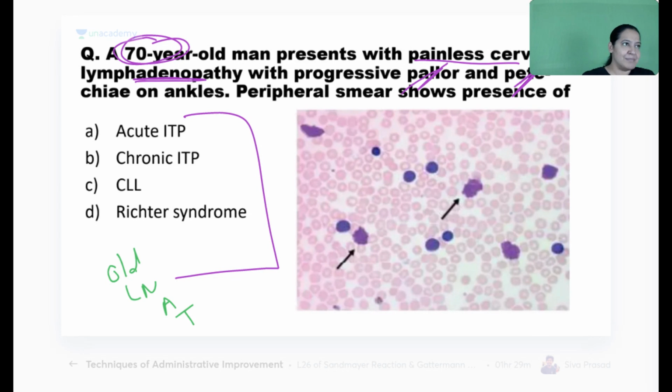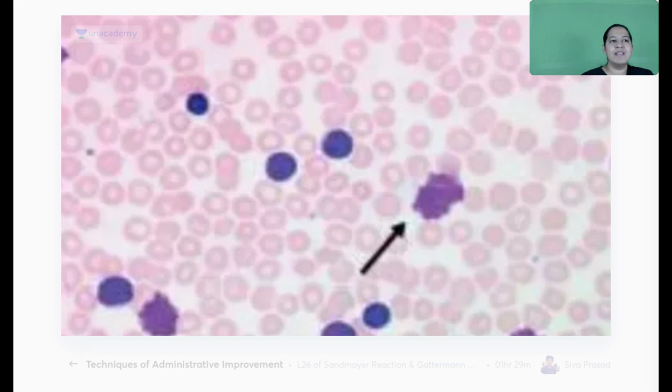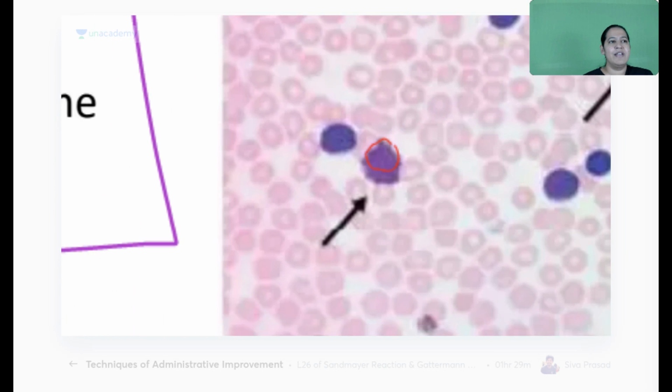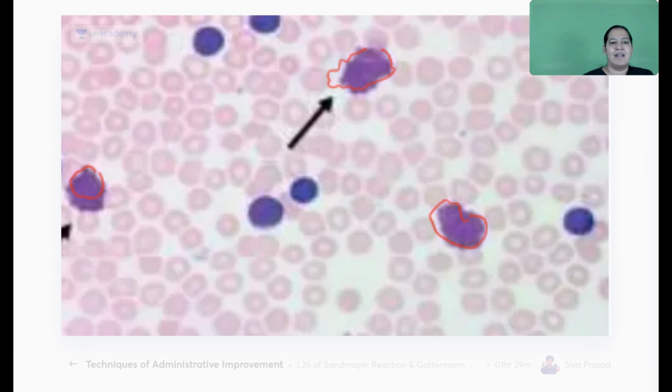Peripheral smear is shown to you. In the peripheral smear, some cells are marked. Let me zoom in and show you what these cells are. I don't have the image separately, so I will zoom here only. Can you see some cells are marked? Who will tell me the name of these cells? Yes, you are right.